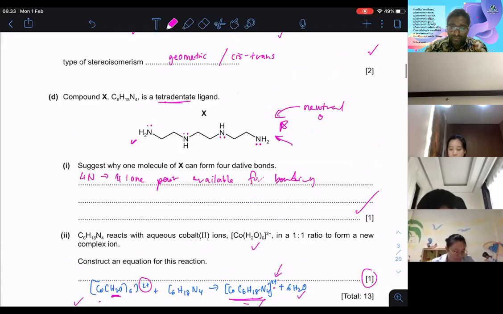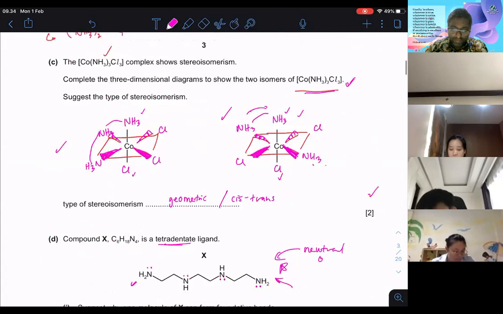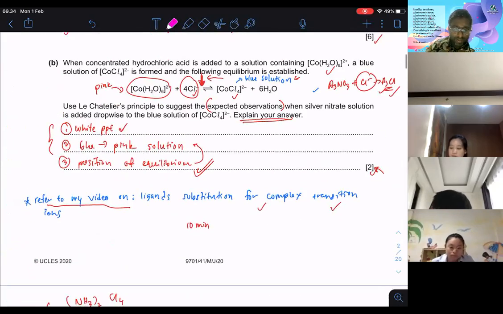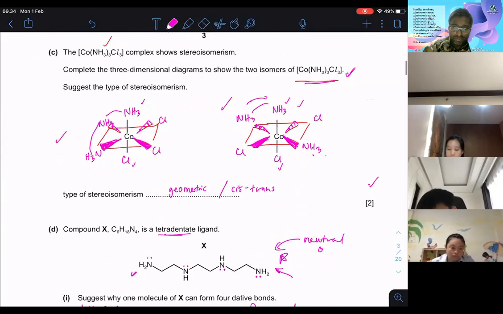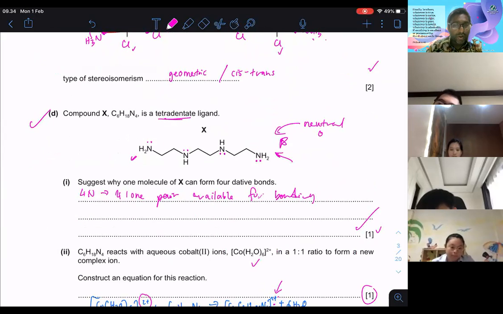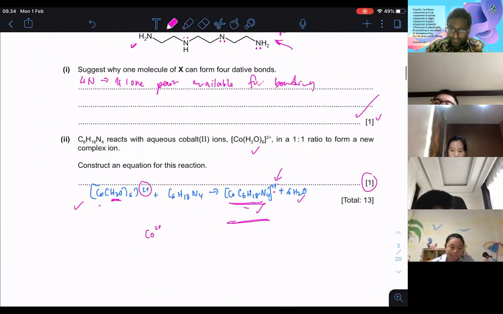So you see how they have actually done this question. They have asked you about complex ion. They tested you on the equation. They have tested you on the stereoisomerism. I think they gave something a little bit tricky over here for this particular paper, and then they ask something simple. But you see why and so on. They just want to test your basic understanding of this, as well as this.